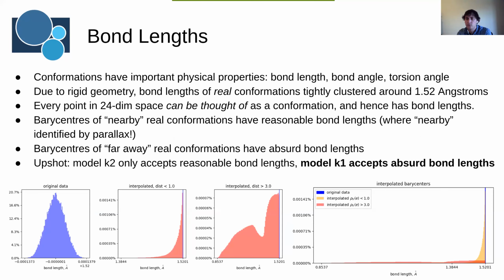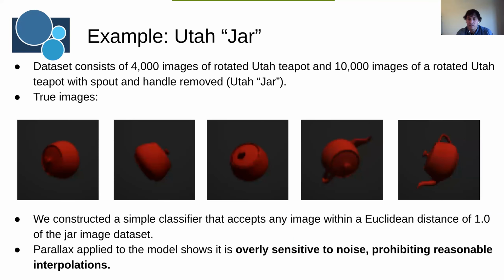Sorry, I'm just going to do one more quick example. Just images. You have this famous data set called the Utah teapot, a famous 3D rendering in computer vision. We took 4,000 images of the Utah teapot being rotated. Then we pulled off the handle and the spout, and we took 10,000 images of that thing being rotated, which we call the Utah jar.